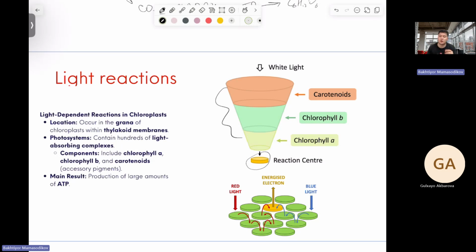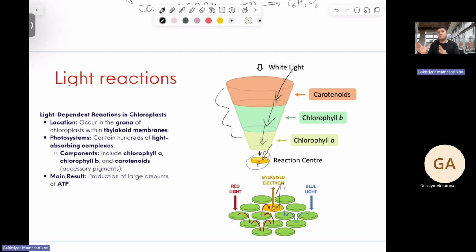Carotenoids capture the orange light here. Okay, carotenoids, they capture the orange light. Chlorophyll B captures the blue-green light, and the chlorophyll A captures the red-blue light. Imagine. Okay, and all energy flows to the reaction center, which excites an electron. Okay, there will be electrons, and those electrons will be excited up and will move through the electron transport chain.